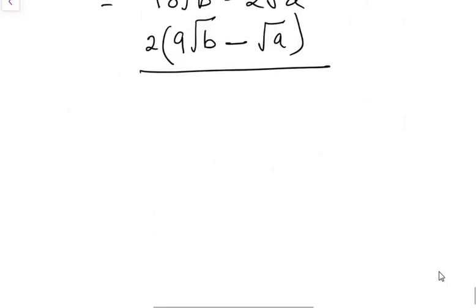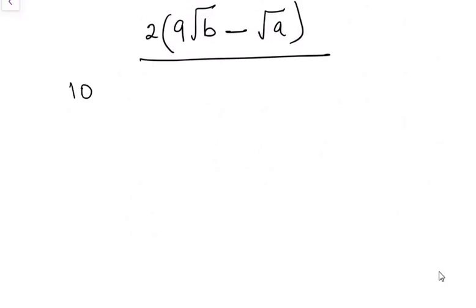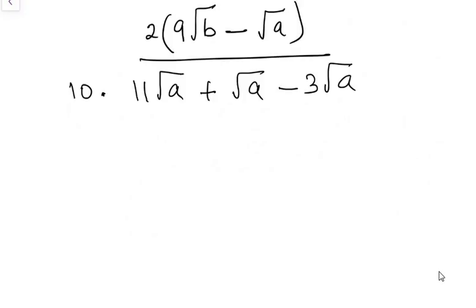Let's see a similar situation in question number 10. So in question 10, we have 11 root a plus root a minus 3 root a. So all we need to do here is to perform the addition and the subtraction. So looking outside, we have 11. What do we have here? 1. And this is minus 3. So we're going to say 11 plus 1 will become 12 root a. So don't forget here, we have 1. So minus 3 root a.